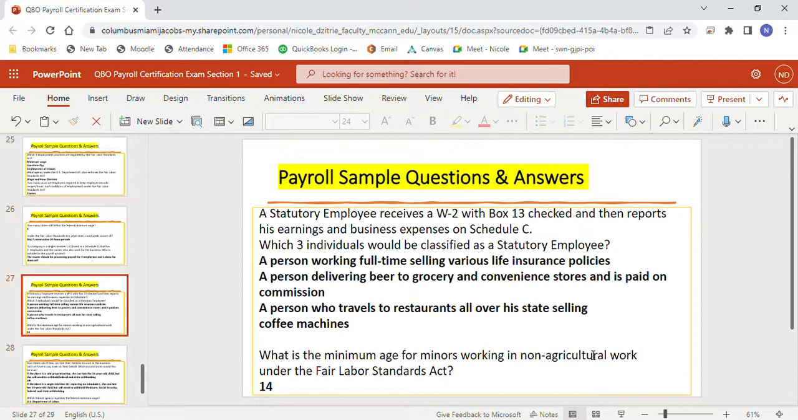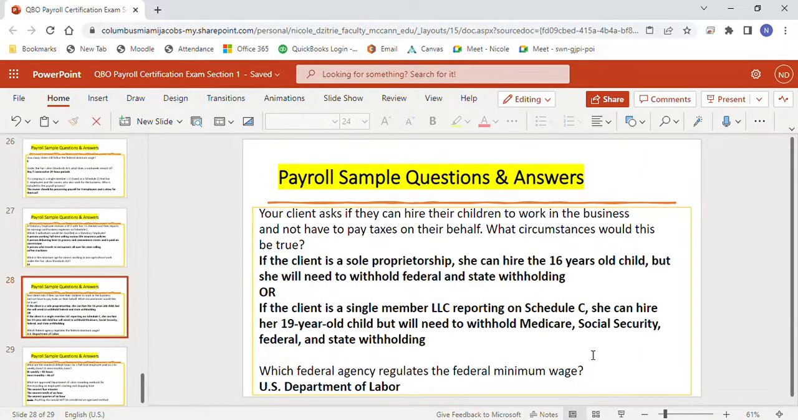What is the minimum age for minors that are not working in an agricultural setting? That'd be 14. Your client asks if they can hire their children to work in the business and not have to pay taxes on their behalf. What circumstances would this be true for?